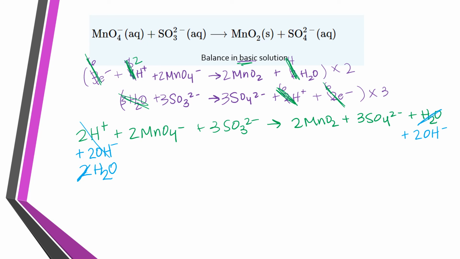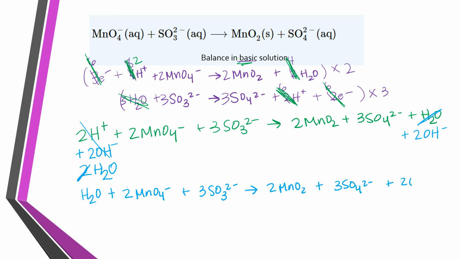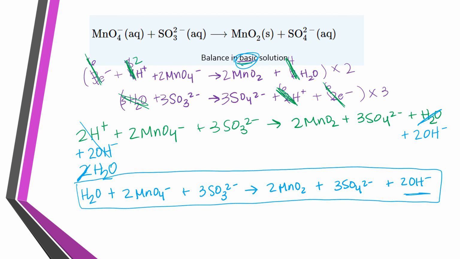cancels out. And now my overall reaction is 1 H2O plus 2 MnO4 minus plus 3 SO3 2 minus yields 2 MnO2s plus 3 SO4 2 minuses plus 2 hydroxides. So notice we are left with hydroxides, which is balancing it in a basic solution. And just like we did before, we can make sure all of our elements and charges are balanced.